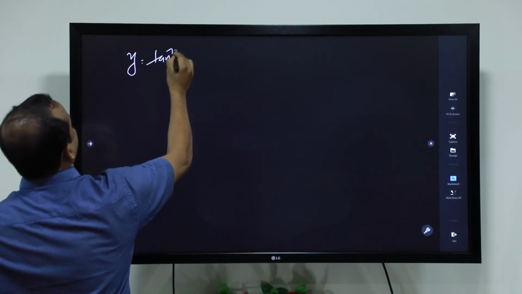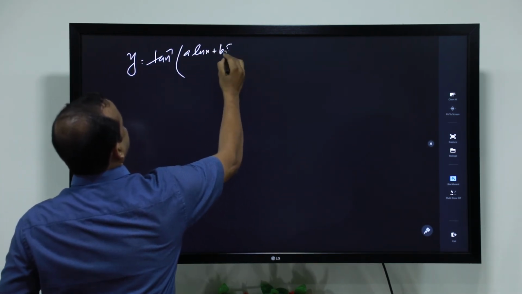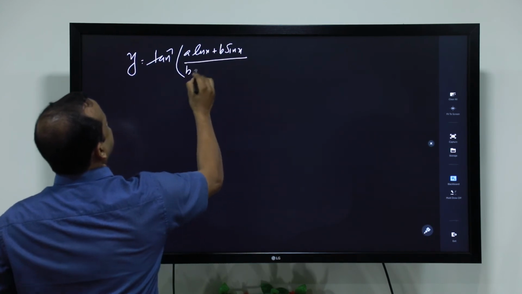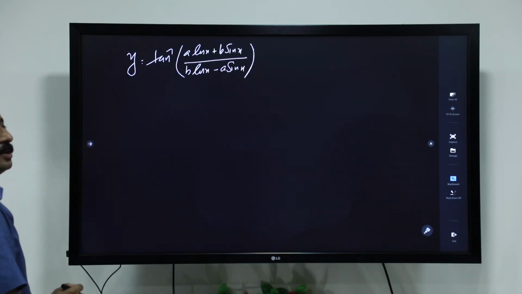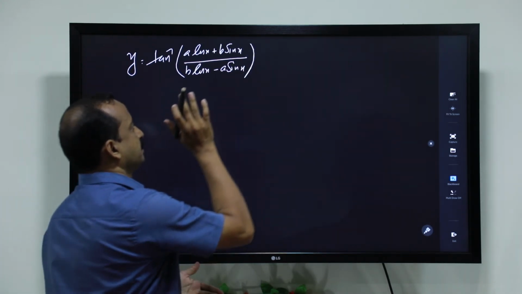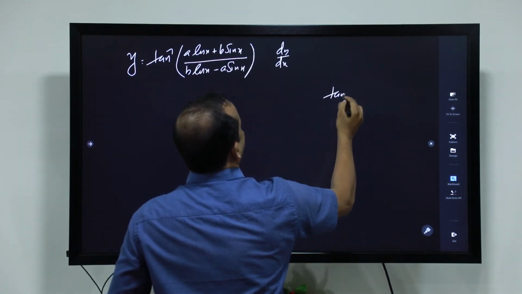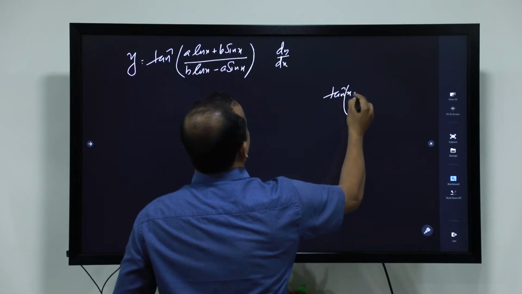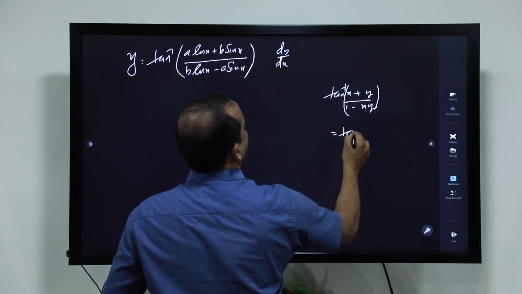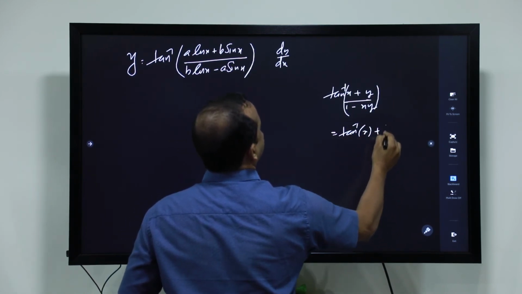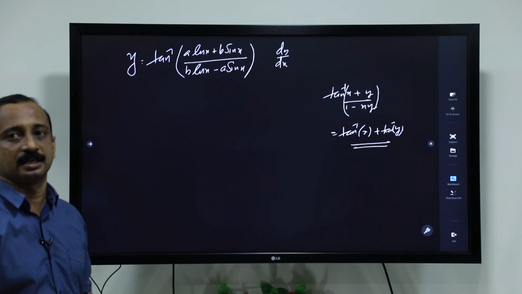Simplify tan inverse of (a cos x plus b sin x) divided by (b cos x minus a sin x). Then find its derivative, find its dy by dx. Here also we use the same formula: tan inverse of (x plus y) divided by (1 minus xy) is equal to tan inverse x plus tan inverse y.